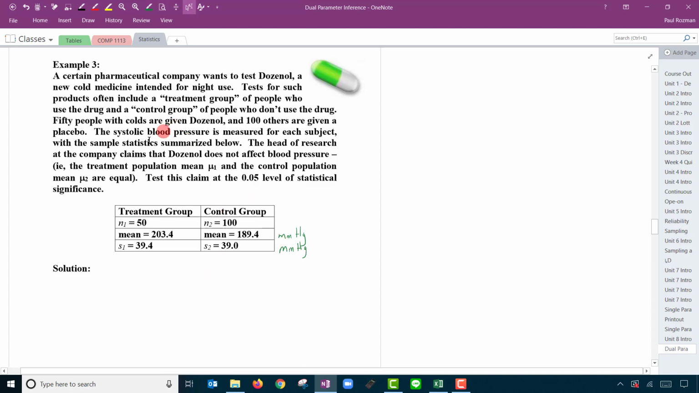Let's see if there's a claim in here somewhere. So we read through this and we see that the head of research at the company claims that Dosanol does not affect blood pressure. So that is our claim here. Dosanol does not affect blood pressure. So that's our step one. We need to convert that claim into our mathematical symbols here.